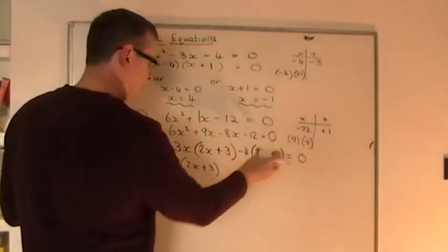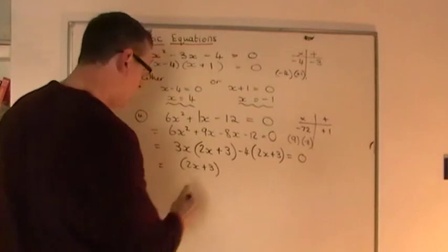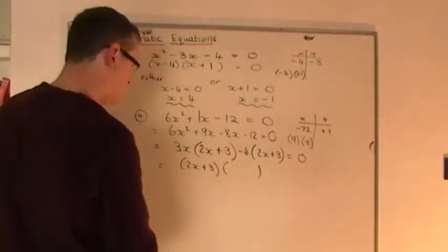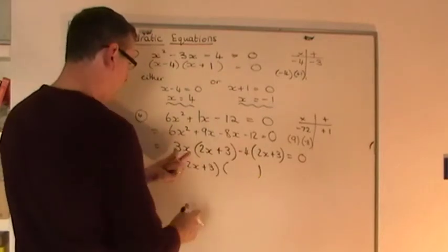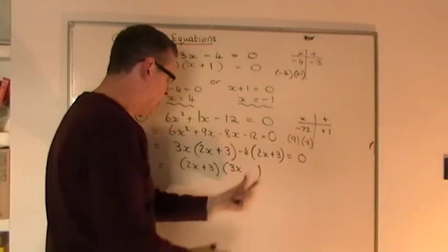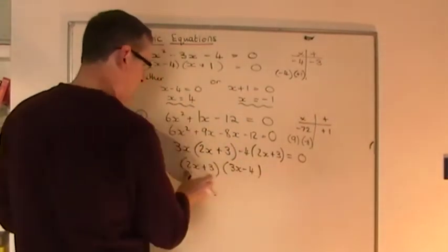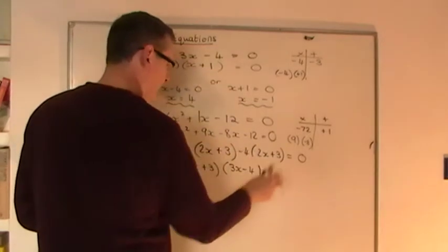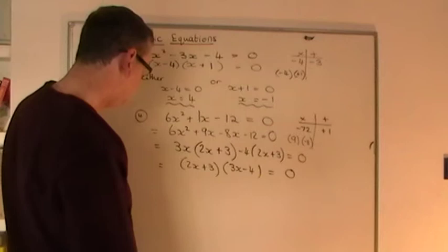2x plus 3 is in both of them, so common factor 2x plus 3 from both of those. What's left goes inside a second bracket. So I've got the bracket times something gives you this first term. Well, it must be the 3x. I've got a bracket times something gives you this nasty looking term there. It must be negative 4. That times negative 4 gives you that. And then leave the equals 0 alone.